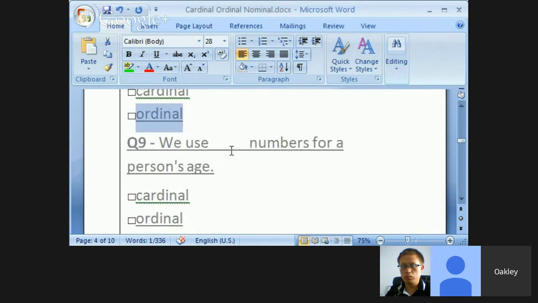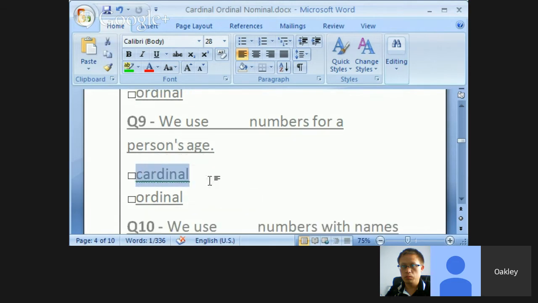Xingyu, how about for a person's age? For a person's age, we use cardinal. Of course we do. We count them. 1, 2, 3, 4, 5. Although sometimes women, when they get to age 29 or 39, they stop, and it's not cardinal anymore. They're 25, 26, 28, 29, 29, 29.